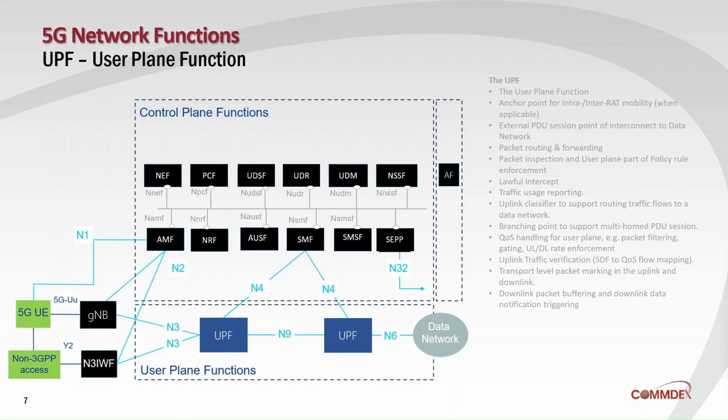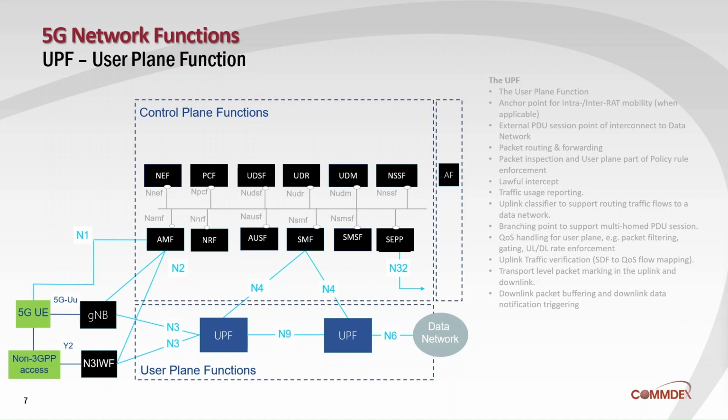Let's look at the UPF, the user plane function. It is responsible for packet routing and forwarding. It can provide packet inspection and user plane policy rule enforcement. It is the entity in the network that deals with lawful intercept. It can support traffic usage reporting, and it can be the branching point to support multi-home PDU sessions. It handles quality of service for the user plane. It provides packet filtering, gating, and uplink and downlink rate enforcement.